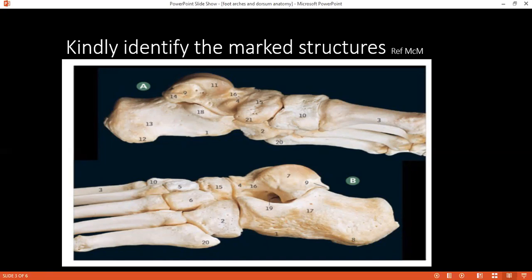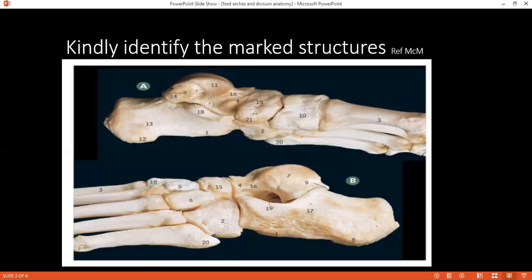It also contains some ligaments, which are the deltoid ligament, spring ligament, the interosseous ligament, and the long plantar ligament, and the short ligament. And the muscles? The muscles are tibialis anterior, posterior, and this one more, sorry. Flexor hallucis longus, this one. Longus and brevis. Okay, good.